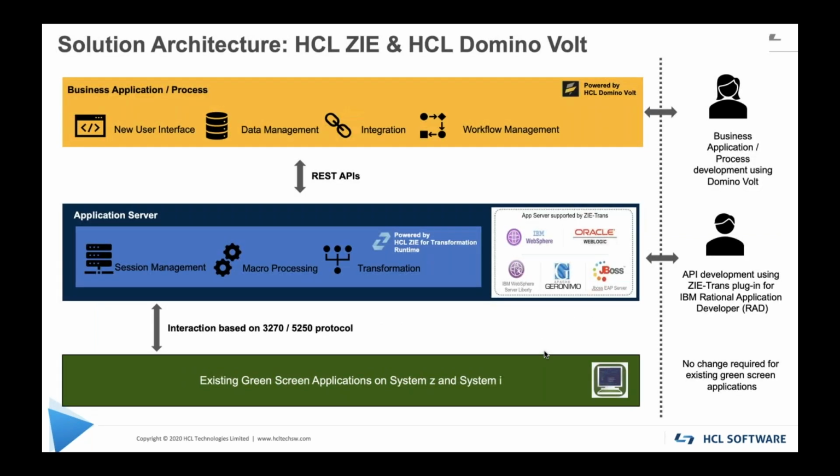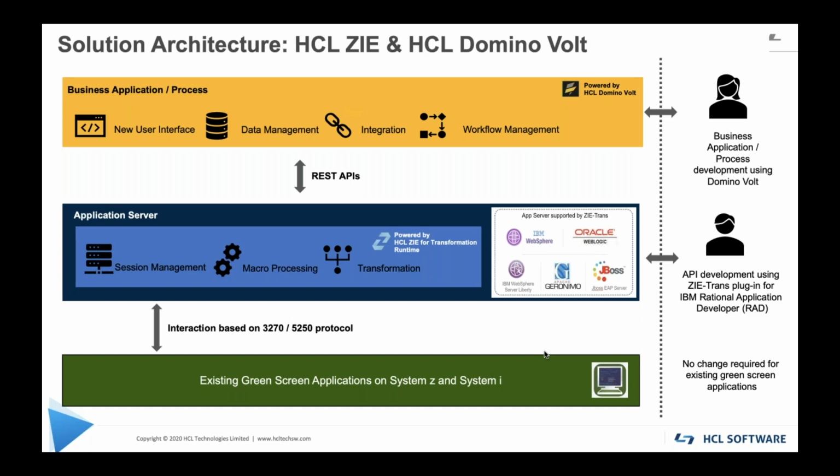This is the illustration of the architecture of the joint solution. On the left-hand side of this page, you can see the runtime architecture of the joint solution. The new business application and workflow are developed using Domino Volt. The transformation of the green screen application to REST APIs is performed by the ZIE for transformation runtime, which can run in any application server listed on this page. The existing green screen application remains unchanged on the System Z and System I platforms.